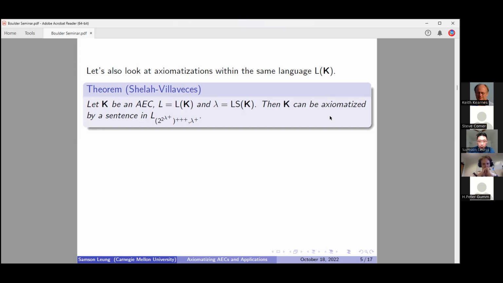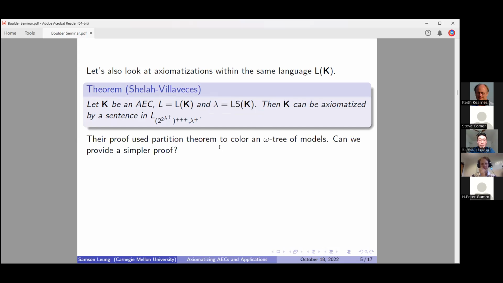They let K be an AEC. Let's say L is the original language of the AEC, and lambda is LSK. They proved that you can axiomatize the AEC by a sentence in this logic with the same language. And here they have a huge conjunction complexity, but the quantifier complexity is lambda plus. And so obviously we want to see, can we lower this cardinal here, which is too complicated? And the second thing I want to see is, can we simplify the proof?